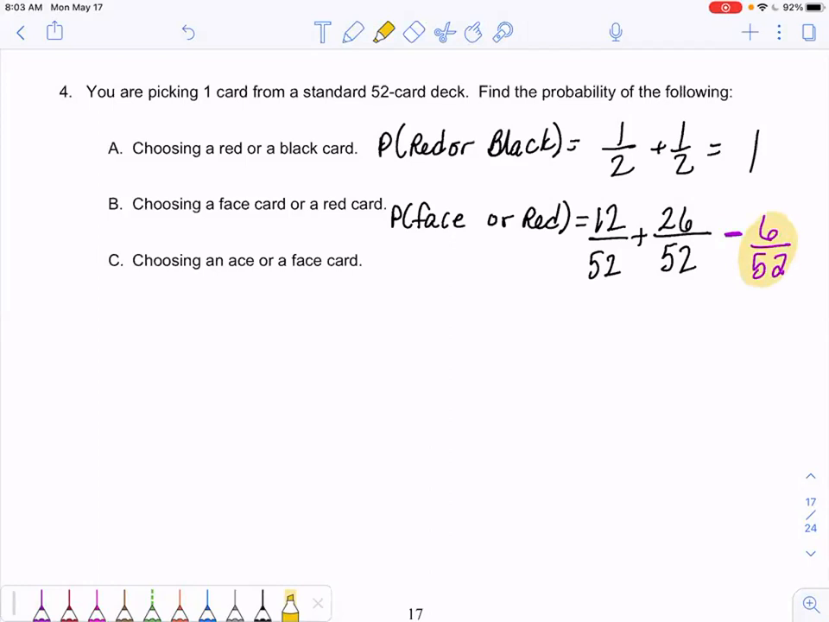So you're finding the probability of a face card. You're finding the probability of a red card. But then you have to subtract the part that's both, because you counted red cards, you counted face cards, and then there happen to be 6 that are both. So if we add 12 and 26, and then subtract 6, I think that makes 32, which is 8/13.